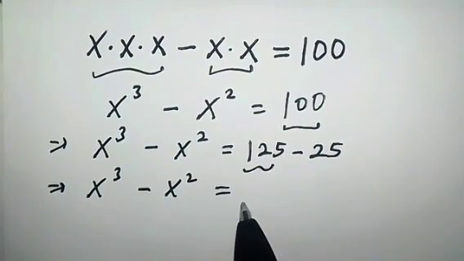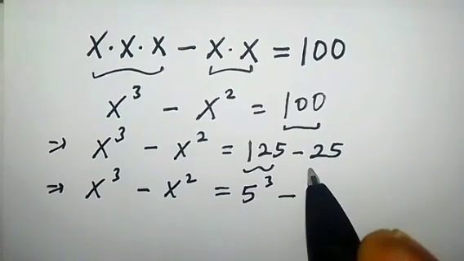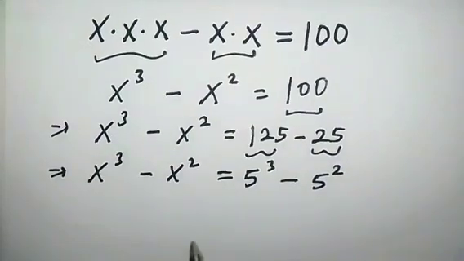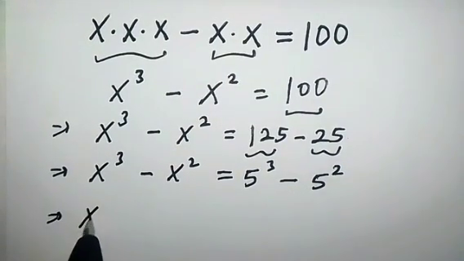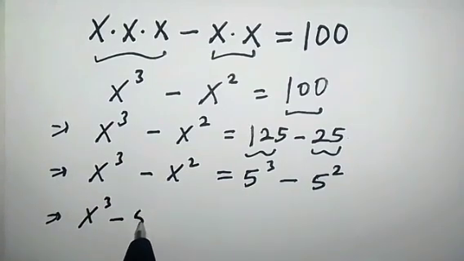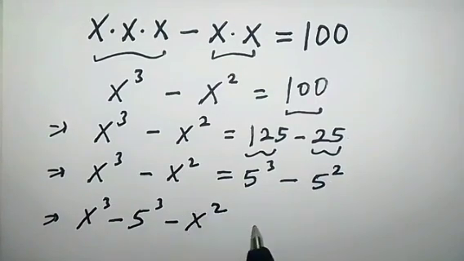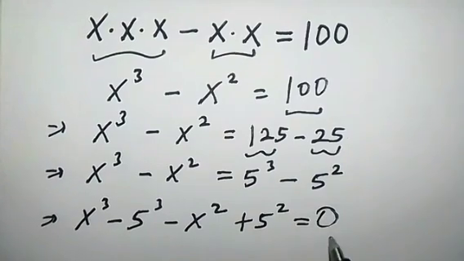We can also write it as 5 to the power of 3 minus 5 to the power of 2. Now, let's rearrange this equation. This means that x to the power of 3, when this comes to the left side, we have minus 5 to the power of 3 minus x to the power of 2. When minus 5 squared comes to the left side, it becomes plus 5 squared equal to 0.